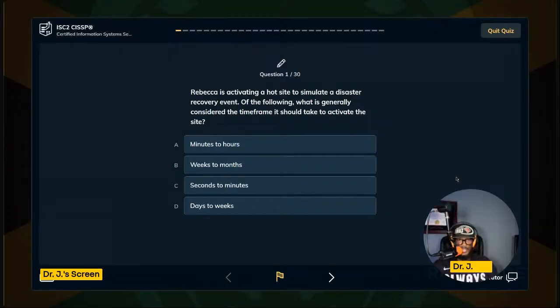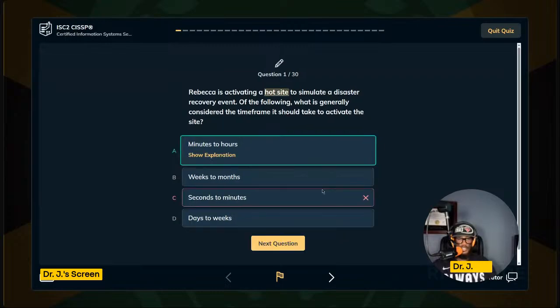So they activate a hot site to simulate a disaster recovery event. I'm looking at Alpha. It's going to be minutes to hours. Yes, not weeks to months. No, excuse me. That's why it's important to check all your choices. I like Charlie even better, seconds to minutes. I think minutes to hours would be good for the warm site. Bravo and Delta, I think, would fall into the cold site category. For a hot site, I believe that's going to be seconds to minutes.